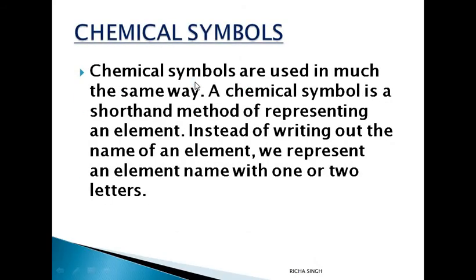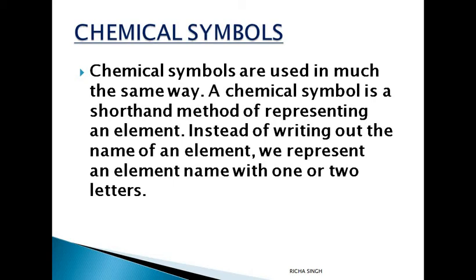Now we come to chemical symbols. Why do we require chemical symbols? Because a chemical symbol is just a method of representing an element in shorthand. Instead of writing the full name, we can represent it by just using its symbol. It will save time also. In chemical equations also, you need not write the whole English spelling of that particular element.